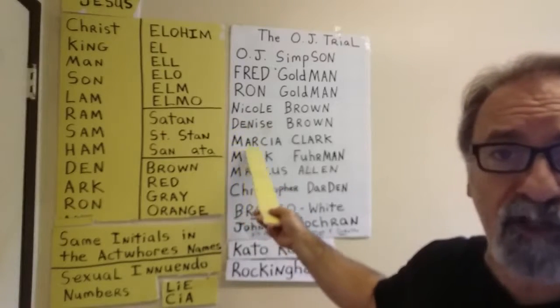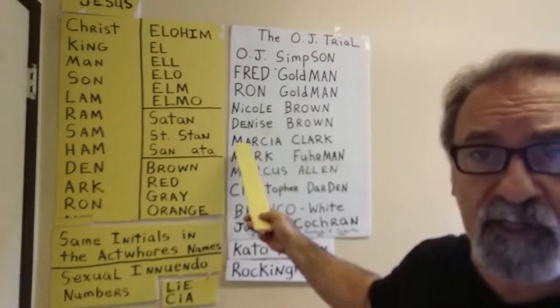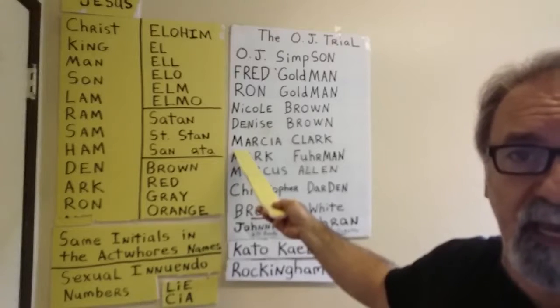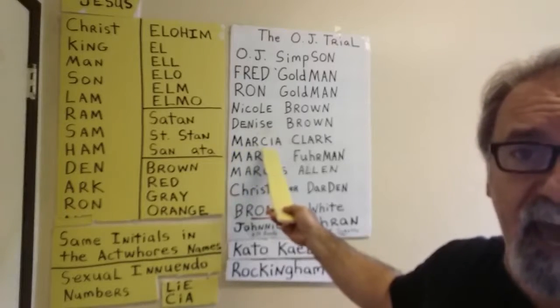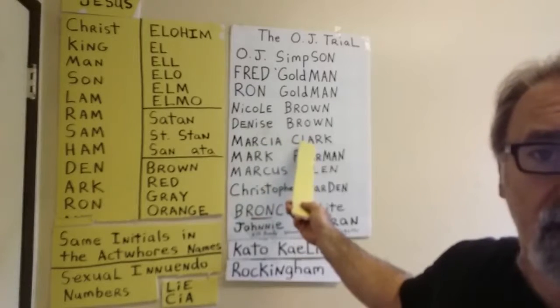Okay, now what is Marcia Clark? She was the attorney. She was the big time attorney in this story. And she has the Ram in her name backwards. You see it. And she has the CIA. Okay, I told you about the CIA. And she has the Ark in Clark.